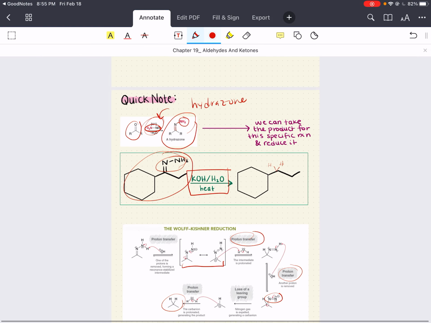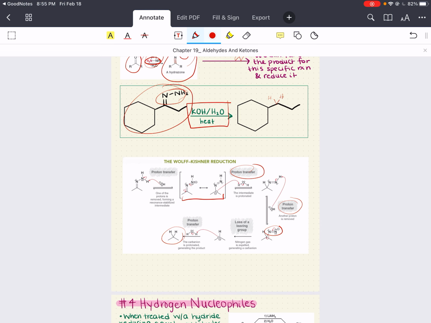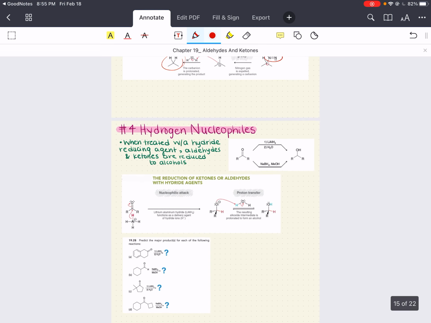So this is going to be really useful when we start to do synthesis problems, right? We have this starting material, we have this end product, we're trying to get from one to the other. We might potentially make use of the fact that we can take a ketone, form a hydrazone, and then reduce it through Wolff-Kishner. This might be a very good technique for some of our synthesis problems, so keep it in the back of your head. With that being said, we're going to go ahead and move on to hydrogen nucleophiles.